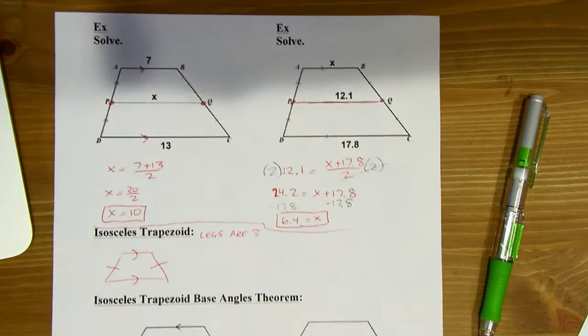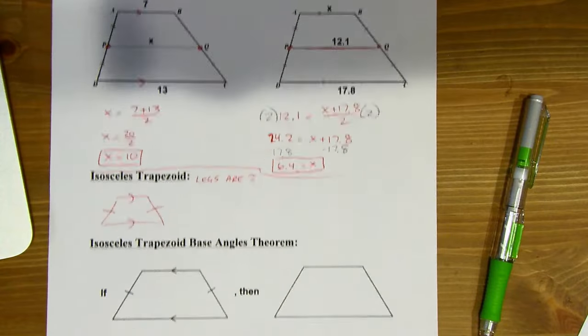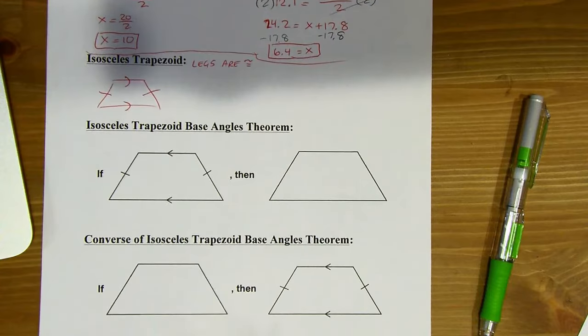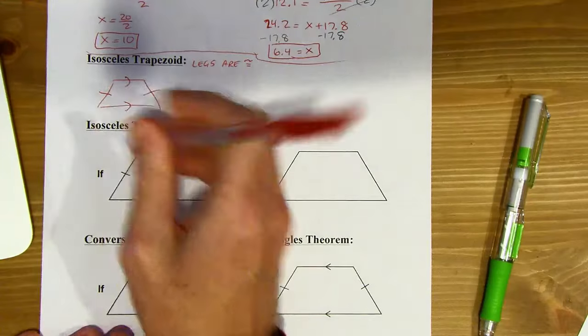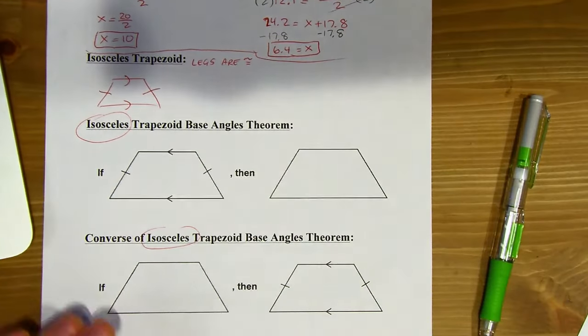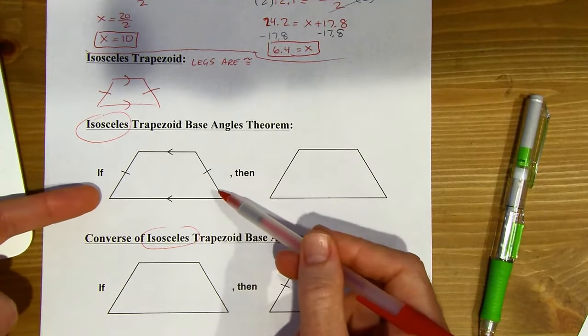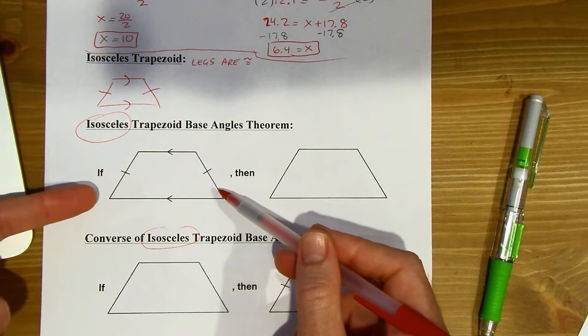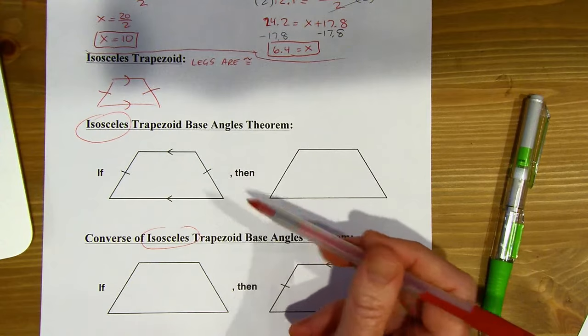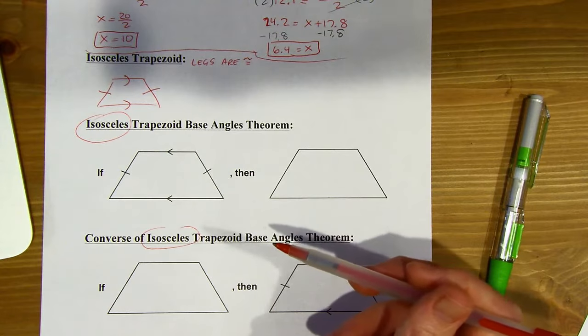So there are some properties, some theorems that go with trapezoids, but these ones are only going to work with isosceles trapezoids. So heads up, these are only for isosceles trapezoids. That's what I have right here, right? An isosceles trapezoid. The isosceles trapezoid base angles theorem says that the base angles are going to be congruent.